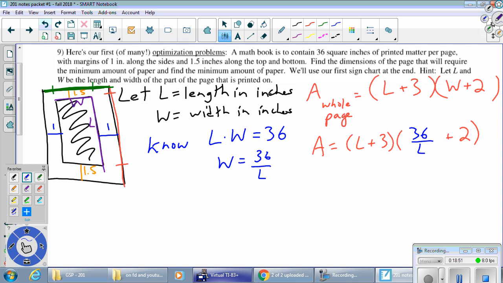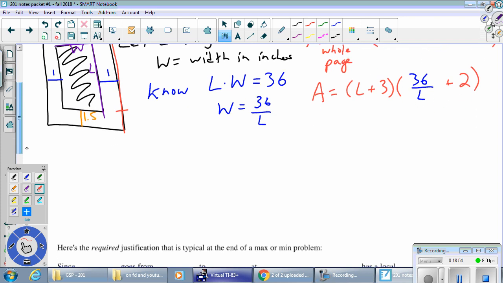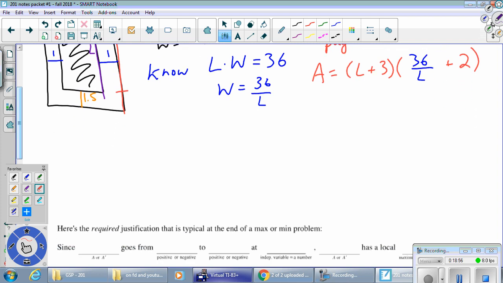Okay, so now let's take a look at this formula. This is better for us because it's a function involving only one letter. We know that in order to find the minimum point on a graph, we're probably looking for places where the derivative is either undefined or where the derivative is 0.